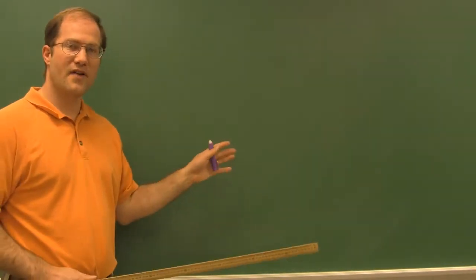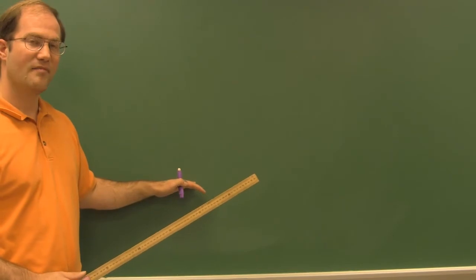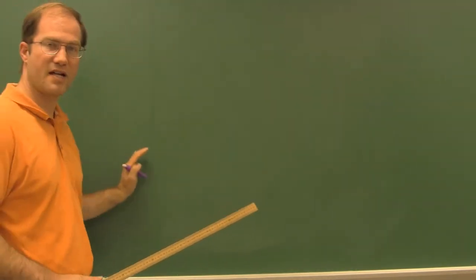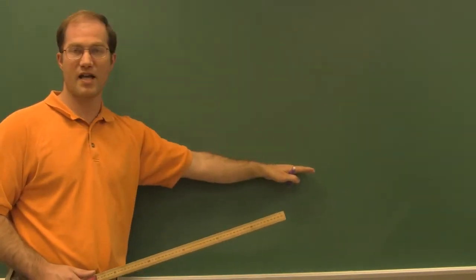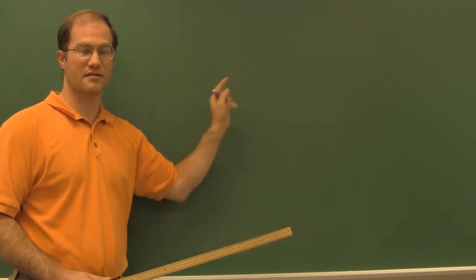Okay, let's start by defining two vectors. First of all, I want to define my coordinate plane. Y direction is vertical, X is horizontal, and all angles will be measured from the positive X direction. So 0 to 90 would be like this.